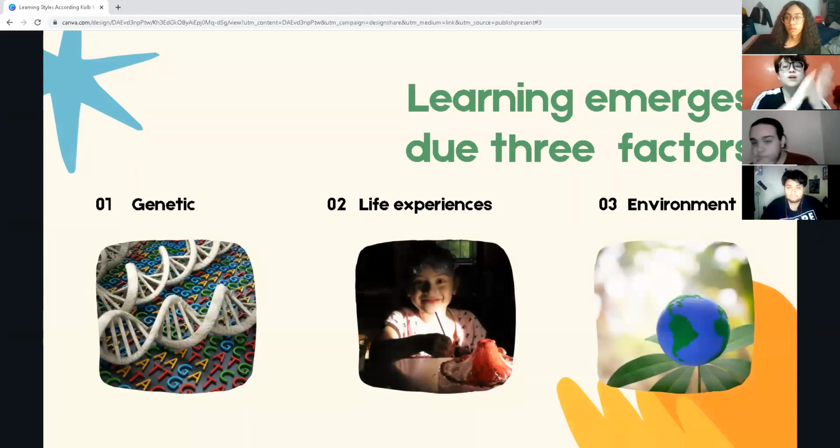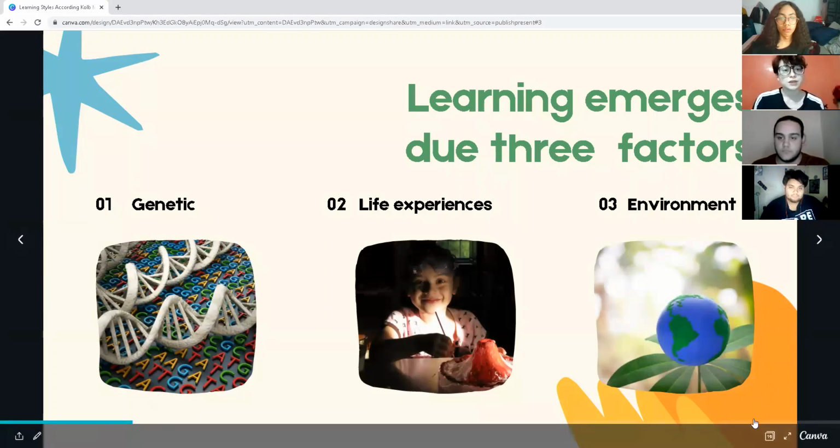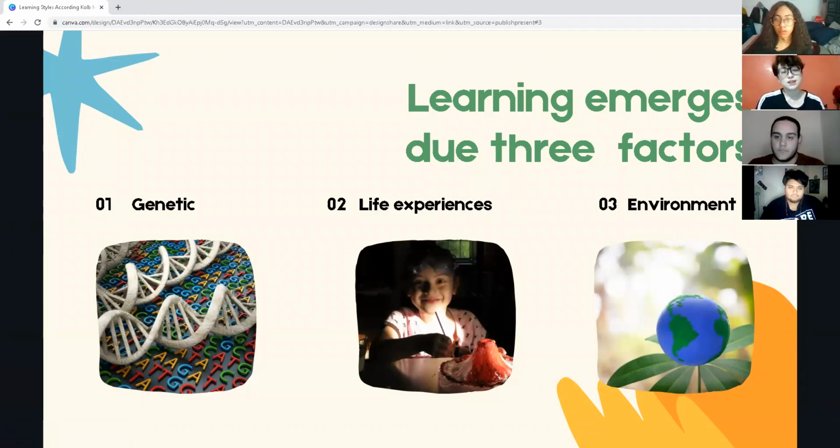Kolb says that learning is influenced by three factors. The first one is genetics, the second one is life experiences, and the third one is environment. We already know that genetics is what we inherit, life experiences are what we live and experience as we grow up, and the environment is basically the context in which we develop.